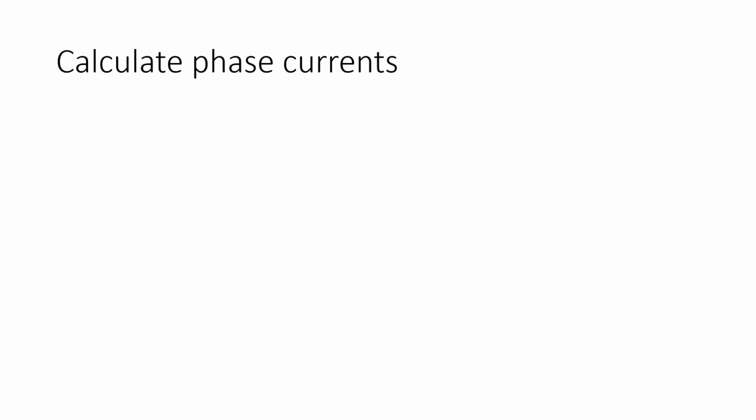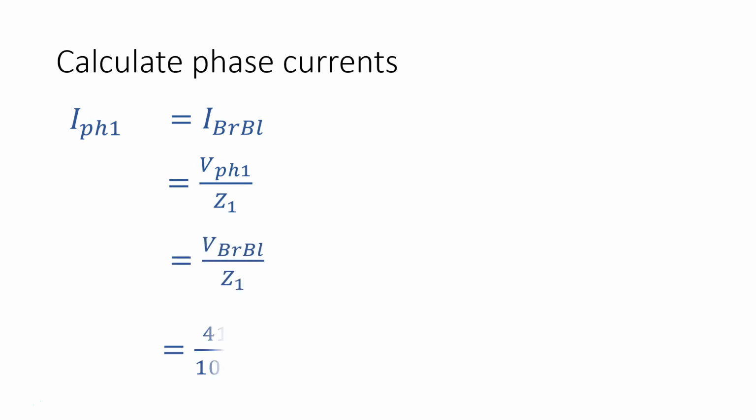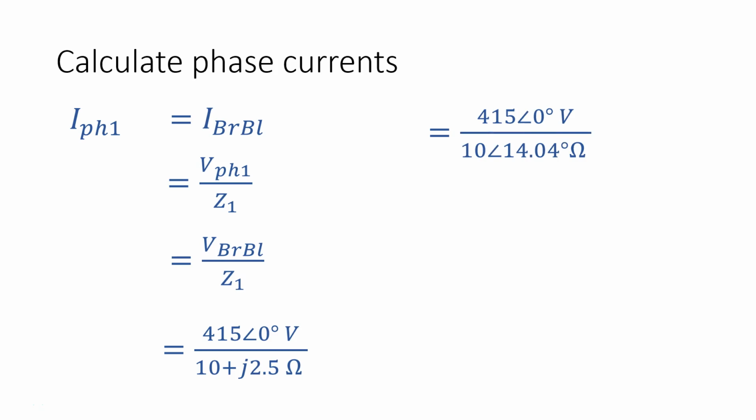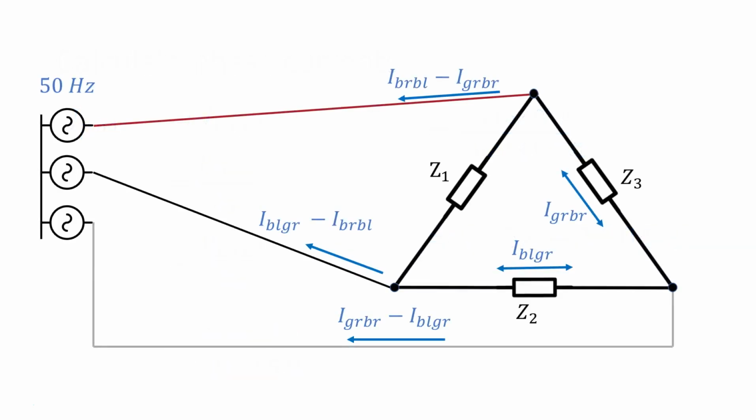So let's calculate our phase currents again. Phase 1 current is equal to the voltage of phase 1 divided by the impedance of phase 1. Well, the voltage of phase 1, as we had last time, was 415 at 0 degrees, and the impedance, which we were given in rectangular form, we convert to polar when we're doing the division. So I'm assuming you're okay doing that calculation. And what we get is 41.5 at minus 14.04 degrees amps. So that's got that phase 1 current.